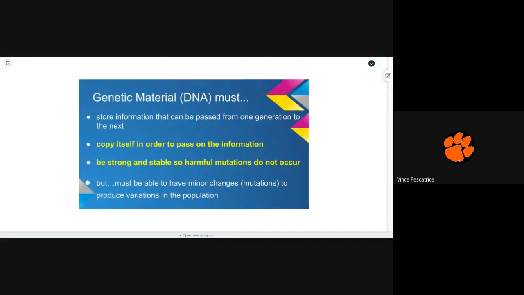All right, so genetic material, DNA. In order to be determined to be DNA, it must store information that can be passed from one generation to the next. So you must be able to pass on instructions for how to make yourself. That's key to being considered DNA. You must be able to copy yourself in order to pass on the information. And then you must be strong enough to sustain mutations.